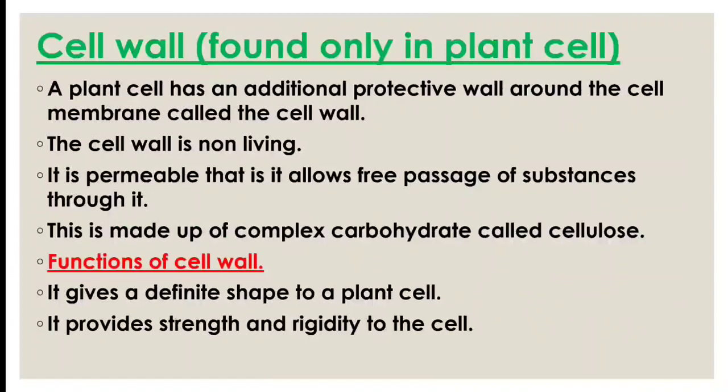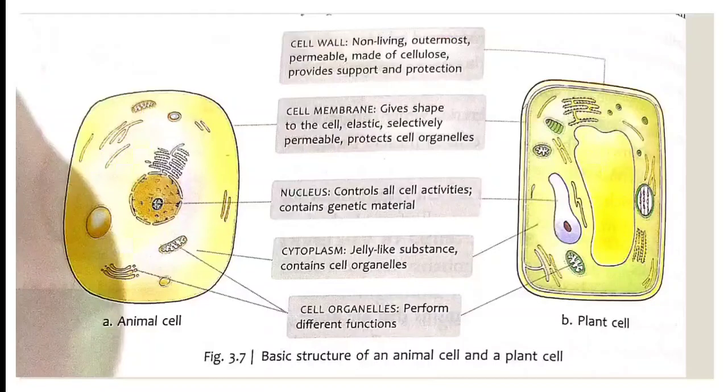Now we will discuss about cell wall, which is found only in plant cell. A plant cell has an additional protective wall around the cell membrane, which is called cell wall. Coming back to the diagram, now look at diagram B, plant cell. Now there are two layers present in the plant cell. One we have already discussed, cell membrane, and on top of cell membrane there is one more layer that is called cell wall.